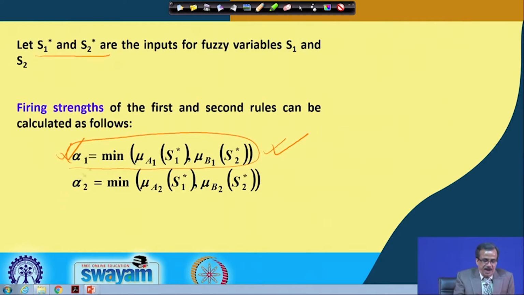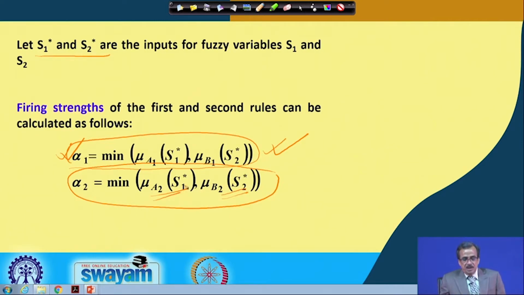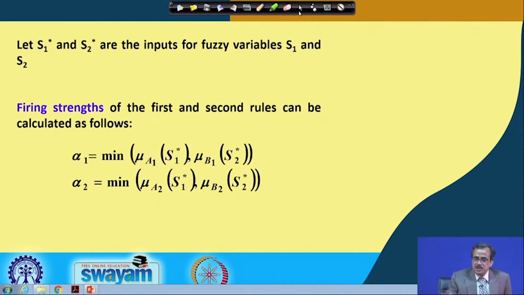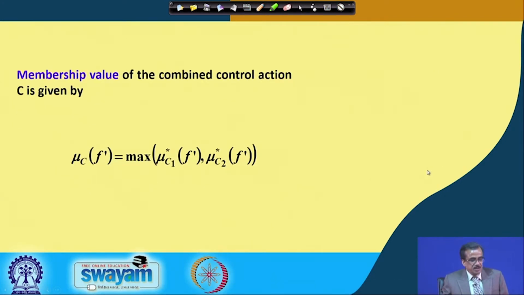Similarly, the firing strength of the second rule we can find out using this particular expression, that is alpha 2 is nothing but the minimum between mu A2 S1 star comma mu B2 S2 star. So, we are going to compare these two mu values and we will try to find out the minimum. So, this is the way we determine the firing strength of each of the fired rules.